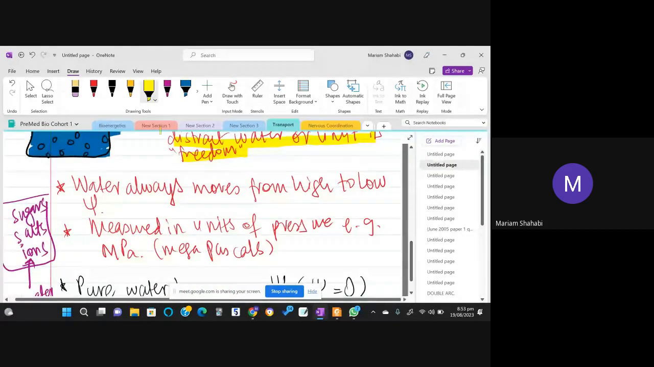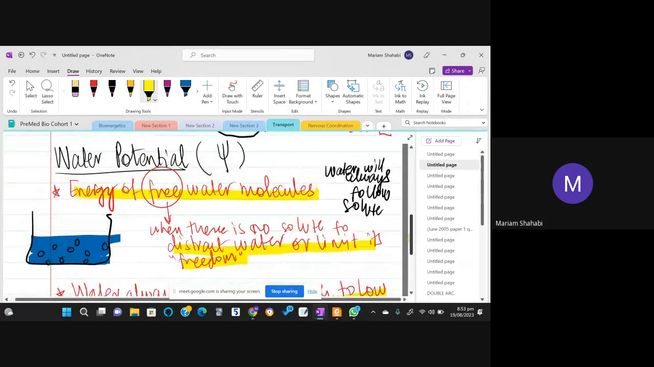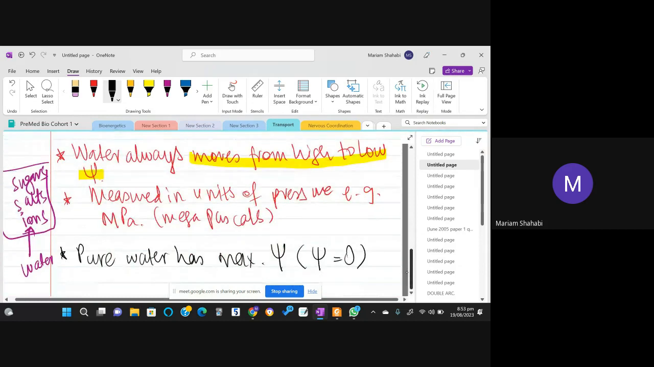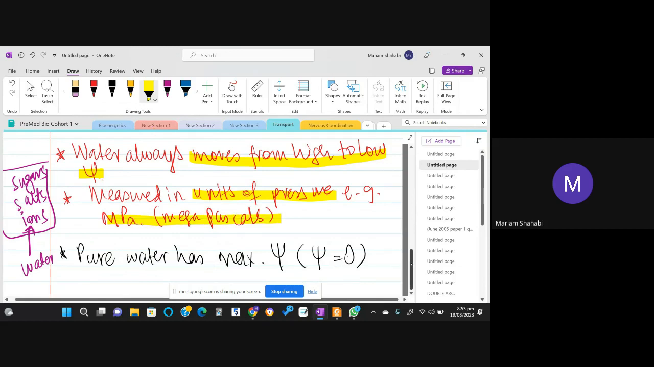अब we know कि water moves from high to low water potential. ठीक है? Water potential का symbol ये है. It's called Xi. It's Greek. This is the symbol for water potential. And water potential is measured in units of pressure. For example, megapascals. ये भी learn करने वाली चीज है. And now this is very important. Pure water has maximum water potential.